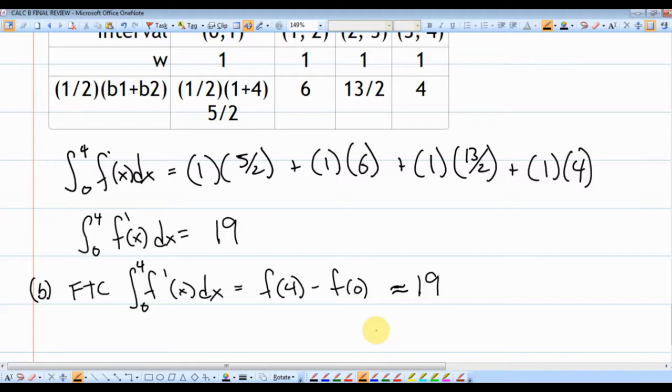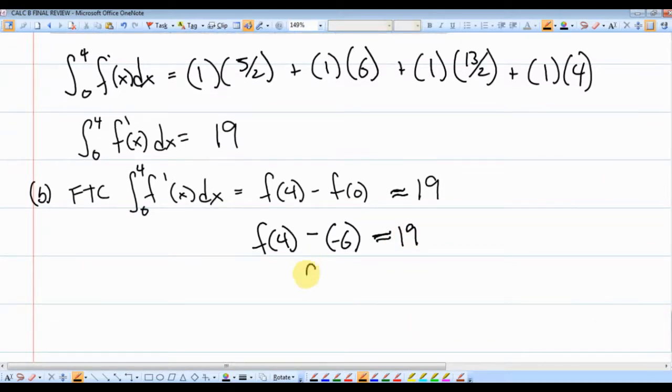This is kind of like putting together two different concepts from the course. Part B says, assuming f of 0 is negative 6, what would be f of 4? Okay, f of 4 then would be 13, right?